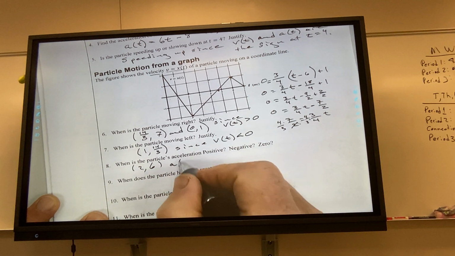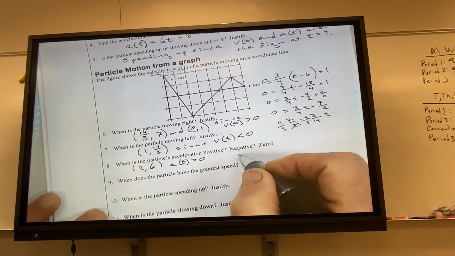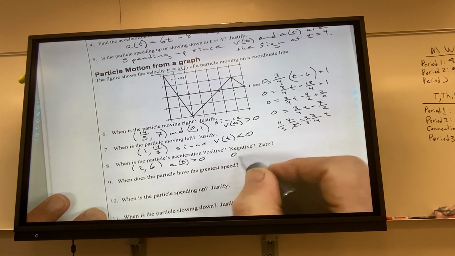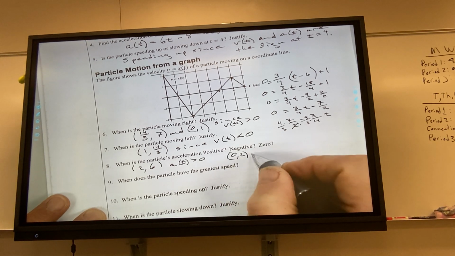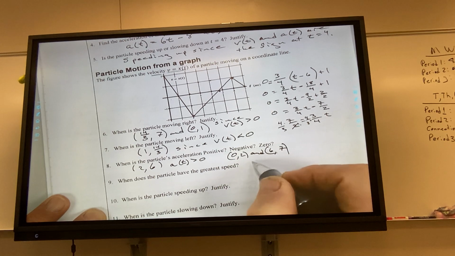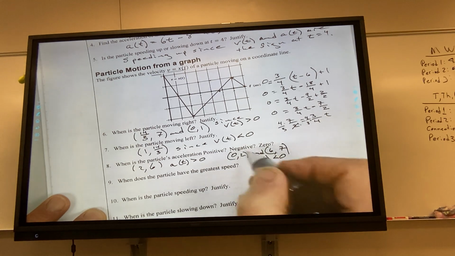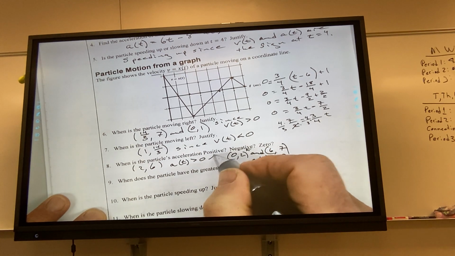A of t greater than 0. Okay? Where is it negative, Austin? 0 to 2 and from 6 to 7. Because A of t is less than 0. Okay? So you got this one, you got this one, correct?